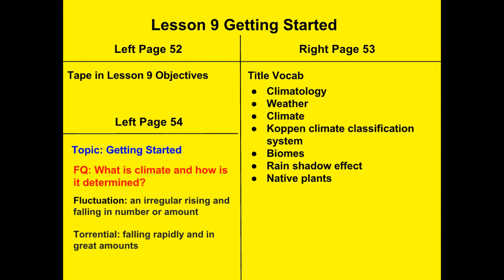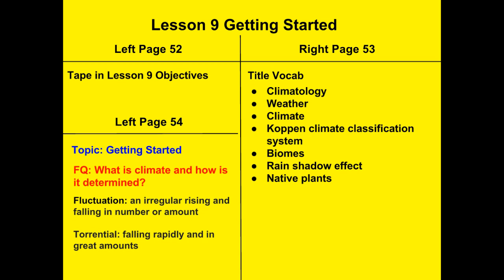On page 52, you should have taped in Lesson 9 objectives. On page 53, you're going to put your vocabulary. We have 7 different vocabulary words for Lesson 9. And on page 54, your topic is getting started. Focus question is, what is climate and how is it determined?